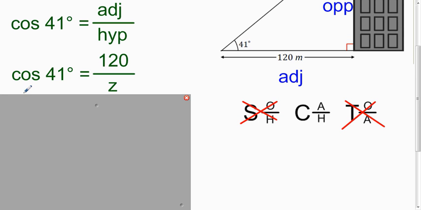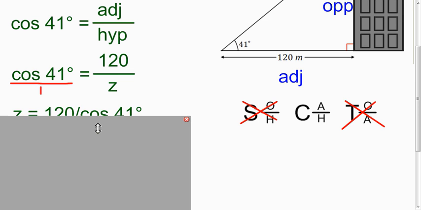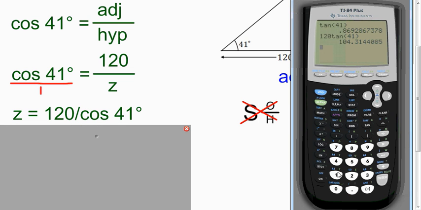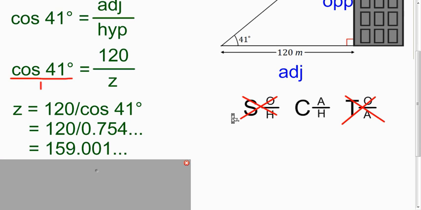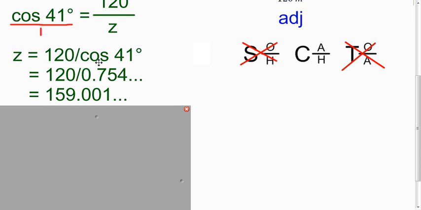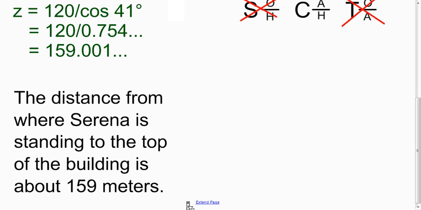I like to think of it as switching the extremes in a proportion. So you switch where the z and the cosine of 41 degrees are. And this is 120 divided by cosine of 41 degrees. So you put this in the calculator, 120 divided by cosine of 41. It's a good habit to close your parentheses after using the trigonometric function here. About 159 meters. Once again, I like to skip the step in the middle, but I want to show you that cosine of 41 degrees is just this number. And that's how far she is from the top of the building.